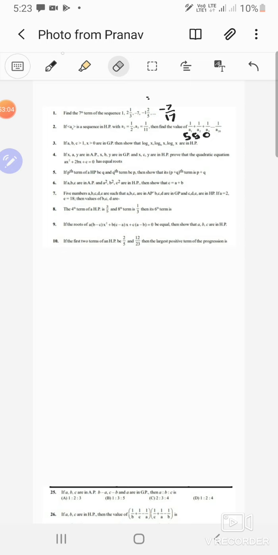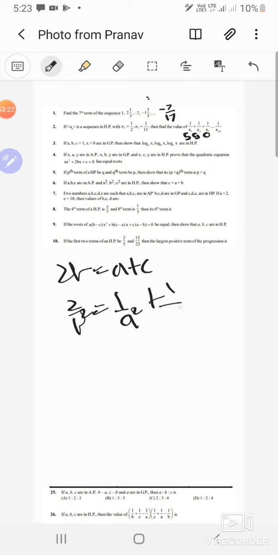Okay, the next question is, if a, b, c are in AP and a squared, b squared, c squared are in harmonic progression, then show that c equals a plus b. Okay, nice. So a, b, c are in AP, which means that 2b equals a plus c, and a squared, b squared, c squared are in harmonic progression, which means that 2 upon b squared equals 1 upon a squared plus 1 upon c squared.